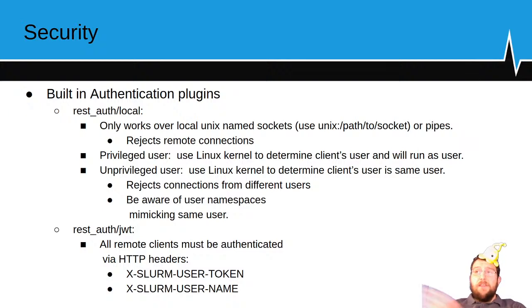First is local authentication, which relies on the Linux kernel to provide information about the client user. It will then authenticate as the requesting user when running as root to allow the user to make requests as if they had called Slurm REST directly. If called by an unprivileged user using local authentication, then only processes owned by that user will be allowed to make requests. The second is JSON Web Token authentication, which is an independent standard for authentication.